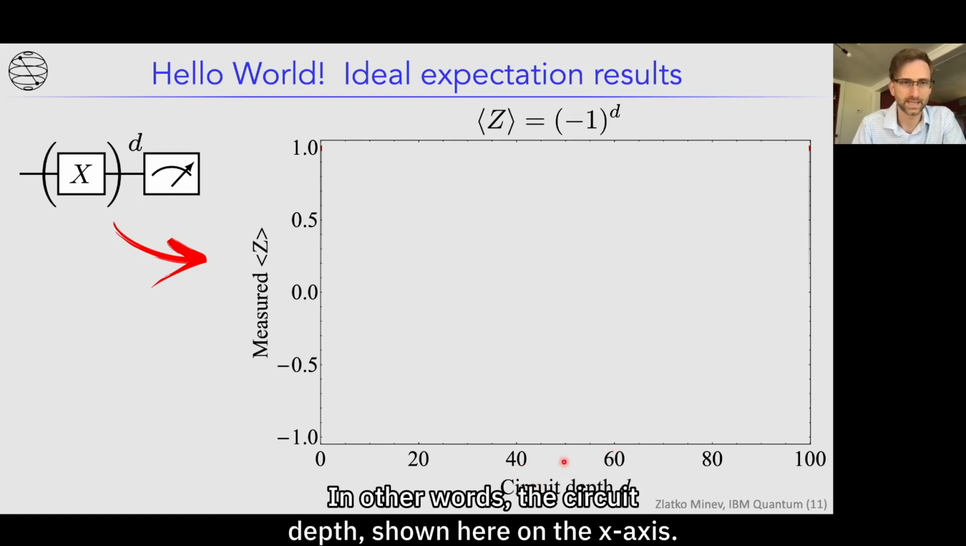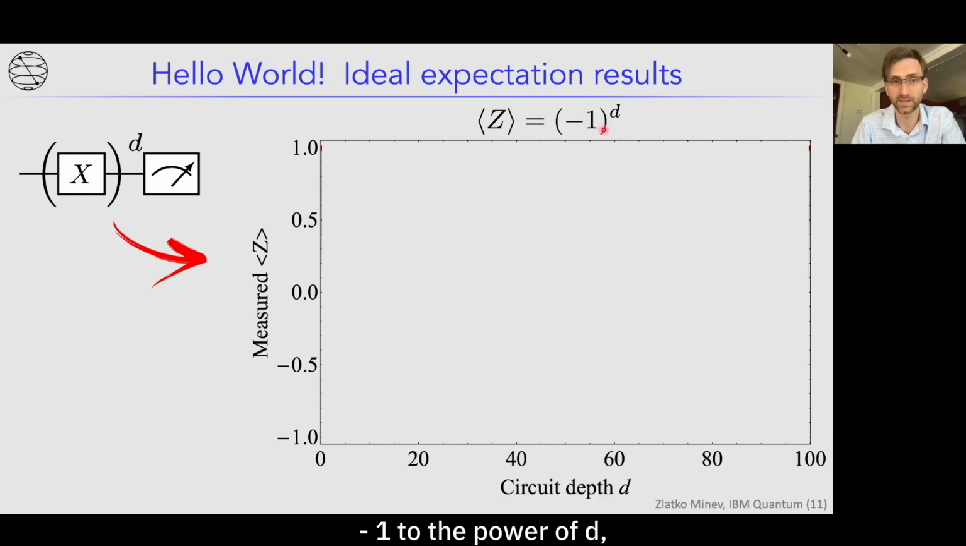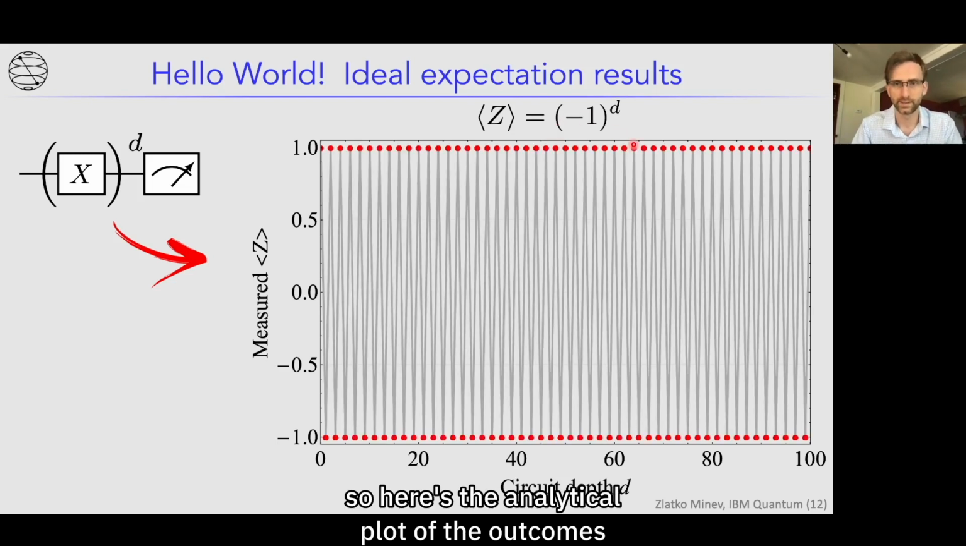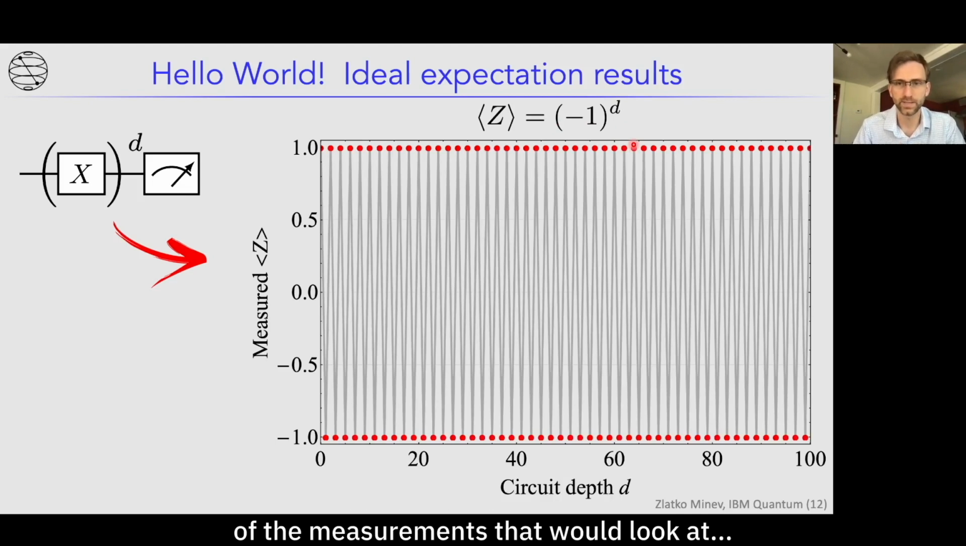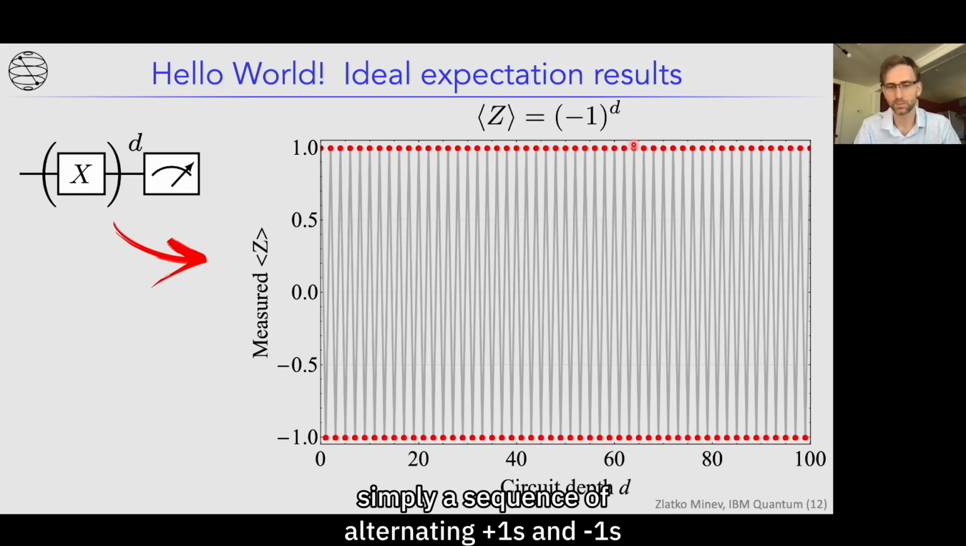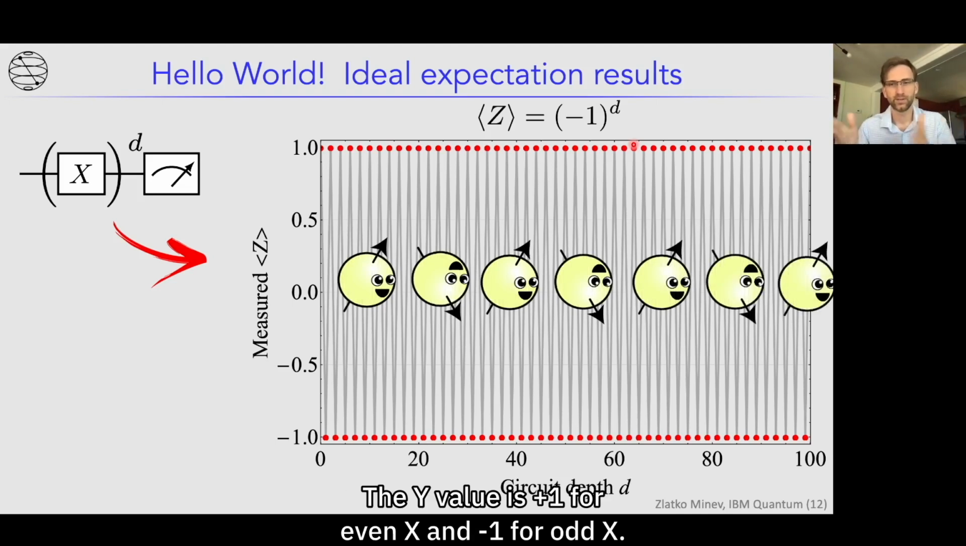Shown here on the x-axis. Now we expect that it's precisely this function, -1 to the power of d. So here's the analytical plot of the outcomes of the measurements that we would look at. This is what the ideal results of the experiment would look like in the absence of all errors on the quantum computer. Simply a sequence of alternating +1s and -1s, just like we wanted for our bit flipper algorithm. The y value is +1 for even x and -1 for odd x.